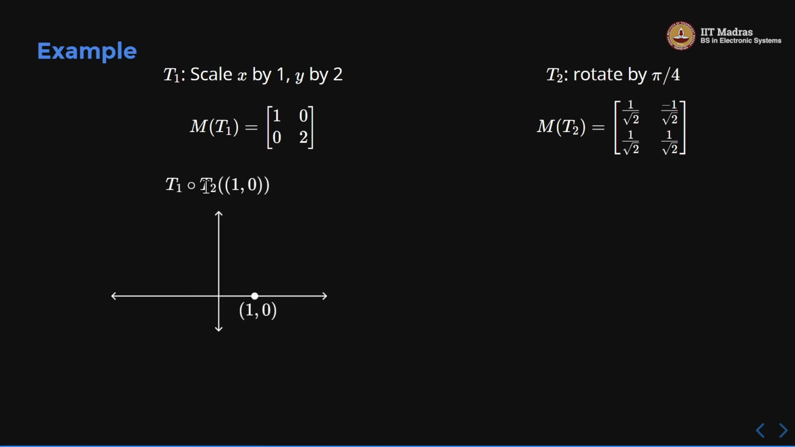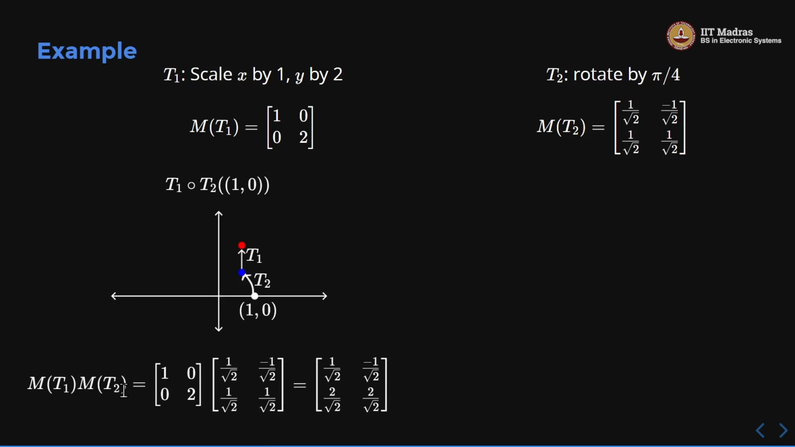If you do T1 compose T2 of 1, 0. Okay, I'm going to compose, so I have to do T2 first. So I'll rotate first by pi by 4. I get to this blue point. And then what am I doing when I do T1? I'm going to keep x the same and scale y by 2. So I'll go here, right? So this is my T2 and then T1. So it's T1 compose T2 of the canonical basis vector 1, 0, right? So you rotate and then scale y. Okay, so this is T1 composed with T2.